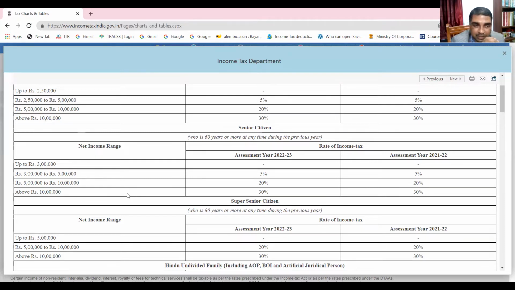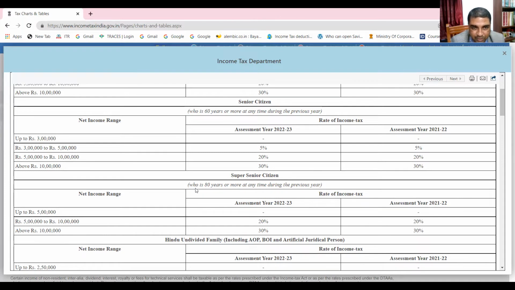Yes. Now, next you see here. Can you see it? What is written here? Will you please read it? Who is 80 years or more at any time during the previous year.